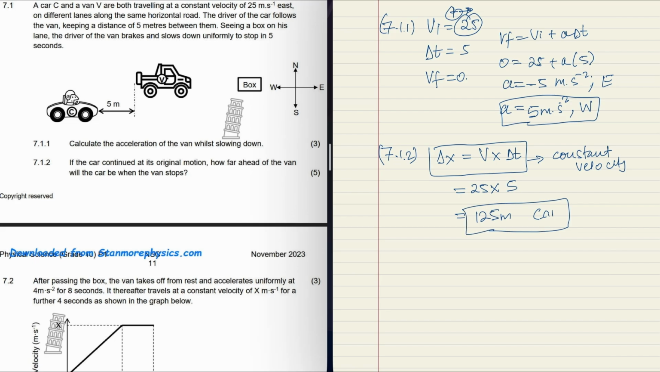Now this is the distance traveled by the car in those 5 seconds. Now we do need to calculate how far the van traveled in those 5 seconds as well. So we can use the formula delta x is equal to, now we can't use the v times delta t formula because the van is not traveling at a constant velocity, it's slowing down. So we're going to use the formula (vf plus vi) over 2 times delta t. So we'll say (0 plus 25) divided by 2 times 5. And that's going to give us an answer of 62.5 meters. So that's the distance traveled by the van.